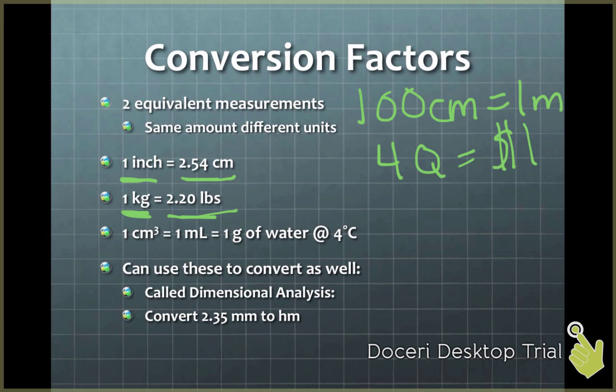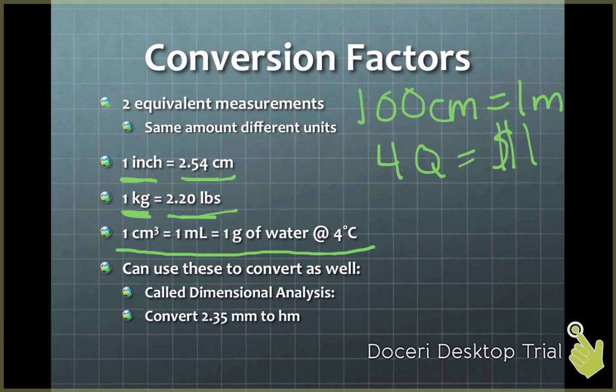Another really important one that we're going to be using in lab a lot is this concept of 1 centimeter cubed is 1 milliliter. So if you have 50 milliliters of something, you have 50 centimeter cubes of something. 1 centimeter cube, think about a little sugar cube. 1 centimeter cubed, which is approximately the size of a sugar cube, is going to take up 1 milliliter of volume. Okay, and with water, 1 milliliter of water has a mass of 1 gram.